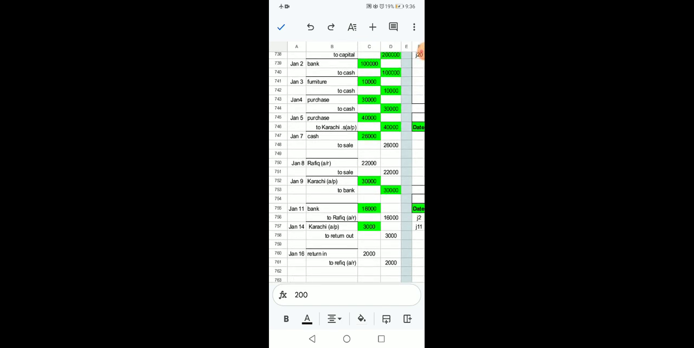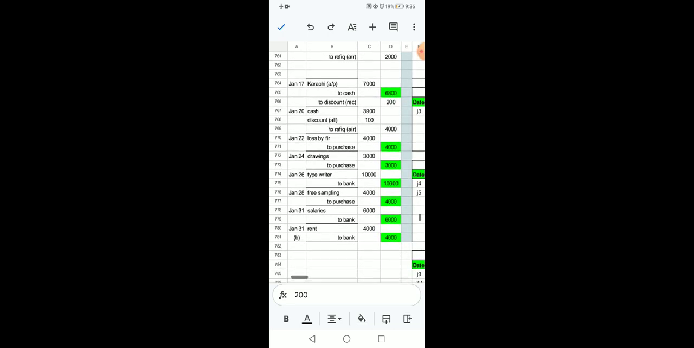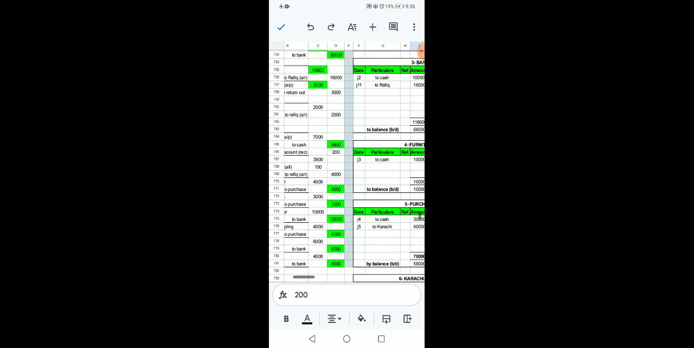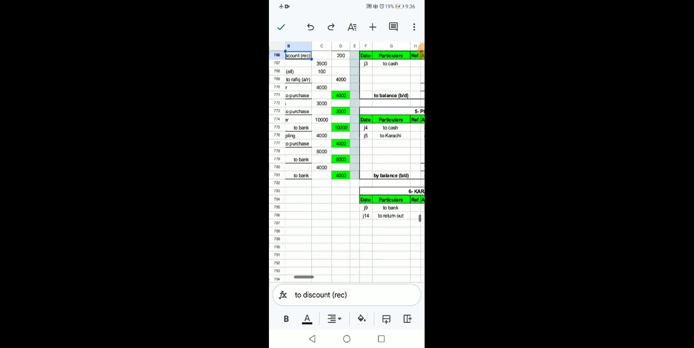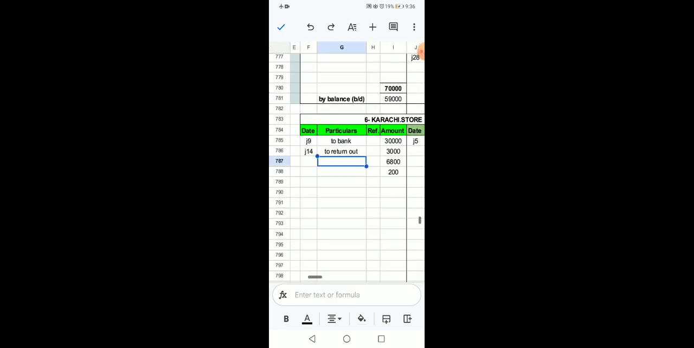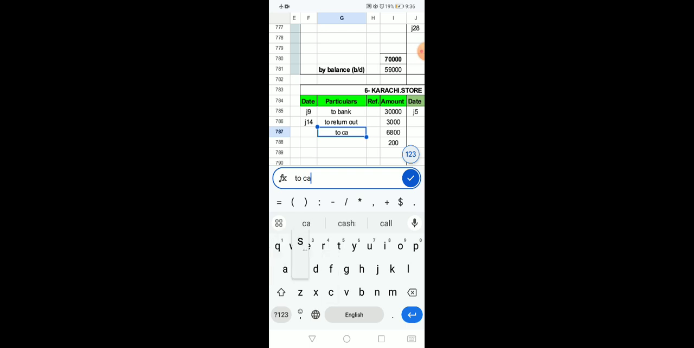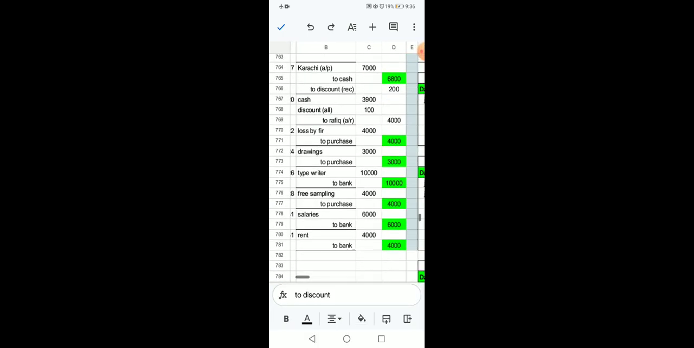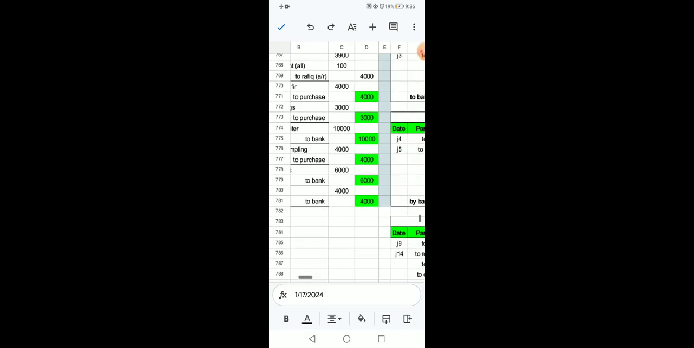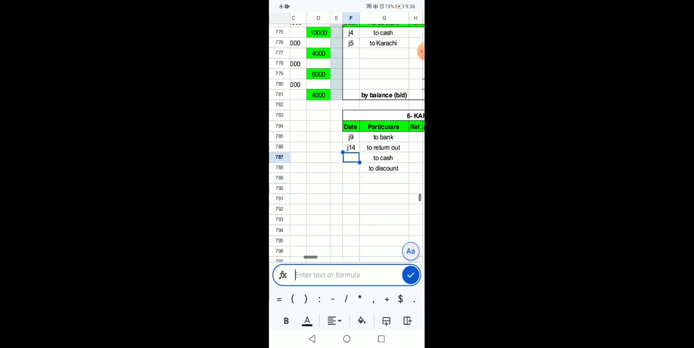Since there were two references being used over here for Karachi, that is why we had separated the amounts in two ways. This was 6,800 and 200. Entry number was January 17. 2 cash and 2 discount was the reference. So first we will put the reference 2 cash in front of cash amount and 2 discount in front of amount of discount. 6,800 and 200 was, and date is J17 for both entries.